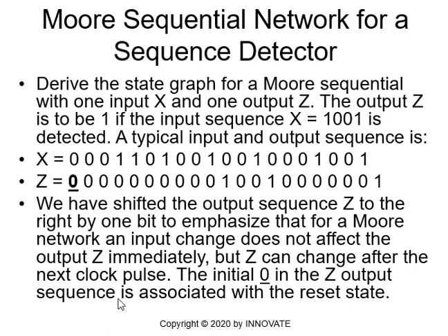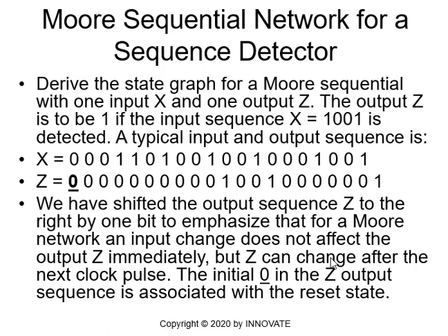Now we will repeat the same problem with a Moore sequential network for a sequence detector. We will derive the state graph for a Moore sequential network with an input X and output Z. The output Z is 1 if the input sequence 1001 is detected. Again, we have the typical input and output sequence, except here in the Moore network, as you remember, we shifted the output sequence Z to the right by 1 bit to emphasize that for a Moore network, an input change does not affect the output Z immediately. So there's a delay by 1 clock pulse, as we have seen in a previous lecture. But Z can change after the next clock pulse.